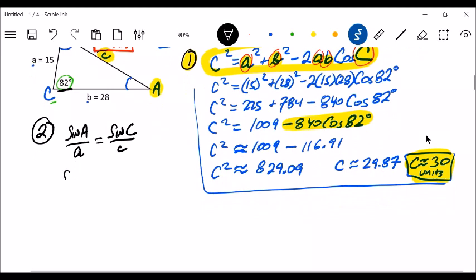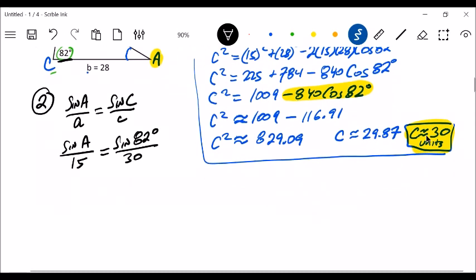And the way that will calculate out is now, I don't know what sine of A is, but I do know that lowercase a for the length of the side is 15. And then I can say sine of 82 degrees. And I now know that the side amount for C is about 30. Okay. And so if I want to solve for sine of A, I'm going to multiply both sides by 15.